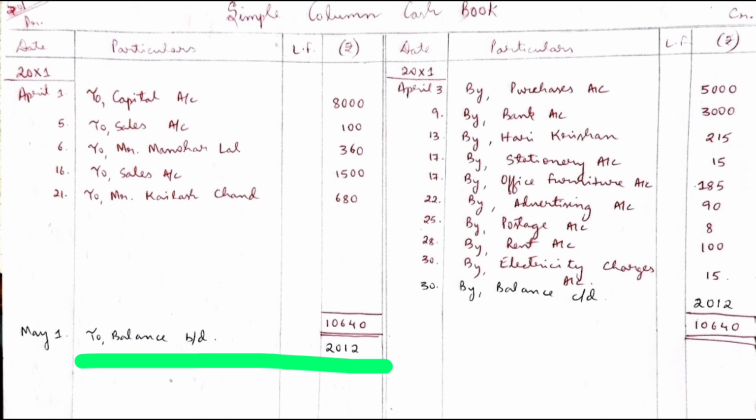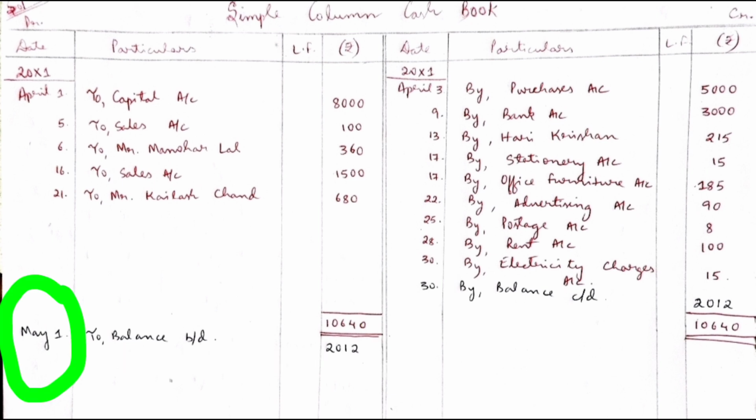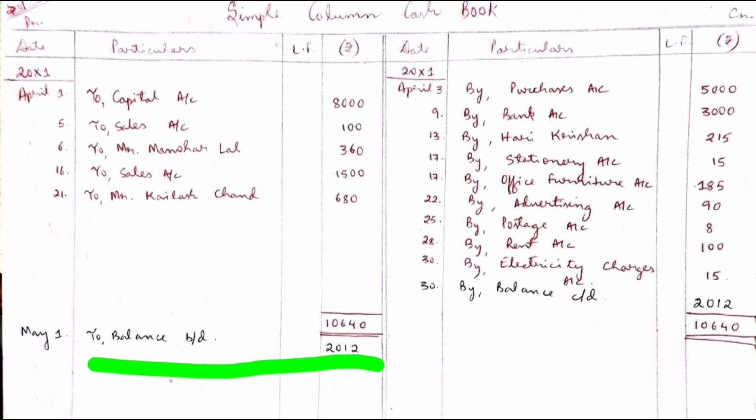And what will we be writing on the date? It will be the next day. Here the closing date is 30th April. What comes after 30th April? What is the next day? It is 1st May, yes or no? So in the date column, we will be writing 1st May, to balance b/d, 2012. So that was it for today's practical problem.